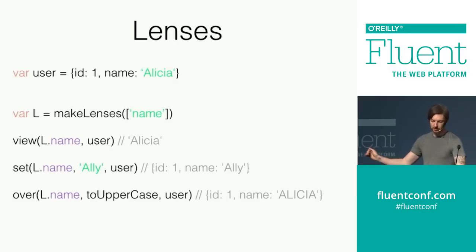So we have this user object, and we make a lens for name. So we have l.name, and you can view the name, or you can set the name, or run functions over it. But notice, if we set or run functions over the name part of that user object, we get a full user back. That's because it's making a copy of that user with a new altered value. So it's being immutable, and it's letting us just reference that one little part.